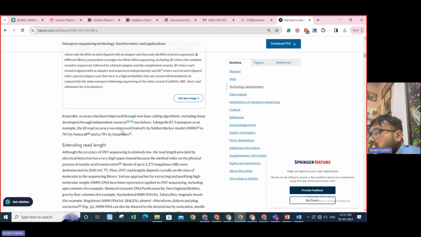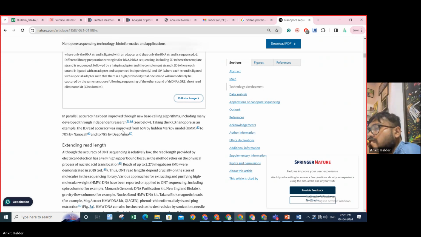Although the accuracy of nanopore sequencing is relatively low, the upper bound of read length provided by electrical detection is very high because it relies on the physical process of DNA translocation. Reads of up to 2.273 megabases were demonstrated. The read lengths depend crucially on the sizes of the molecules.